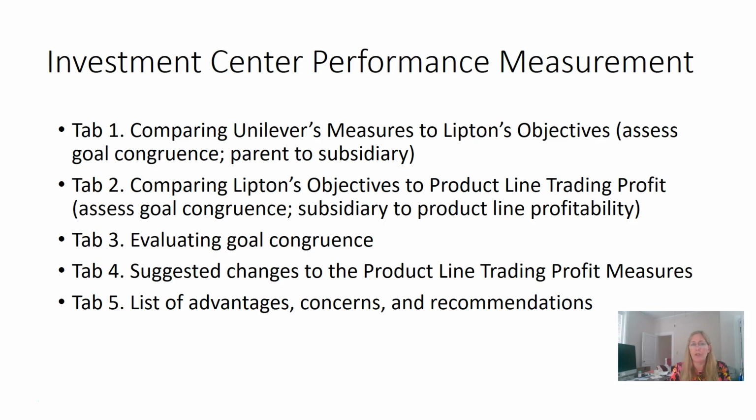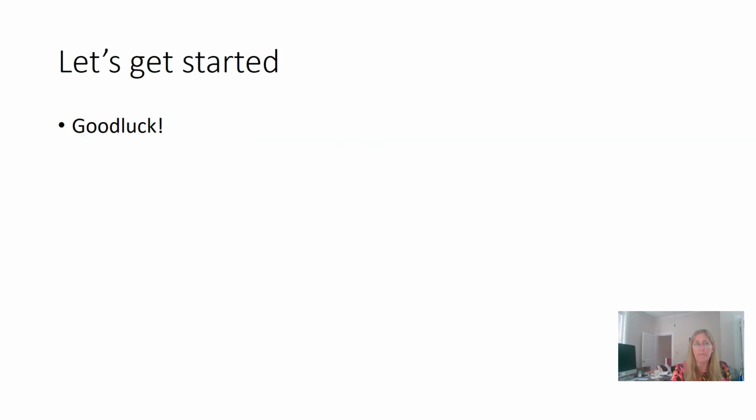So in tab 1, you're going to compare Unilever to Lipton. So you're going to assess that goal congruence. Tab 2, you're going to compare Lipton's objectives to product line trading profit and assess goal congruence from the subsidiary level to the product line level. And then evaluate both of those situations. Tab 4, suggested changes to that measure. And tab 5, advantages, concerns, and recommendations that you would make.